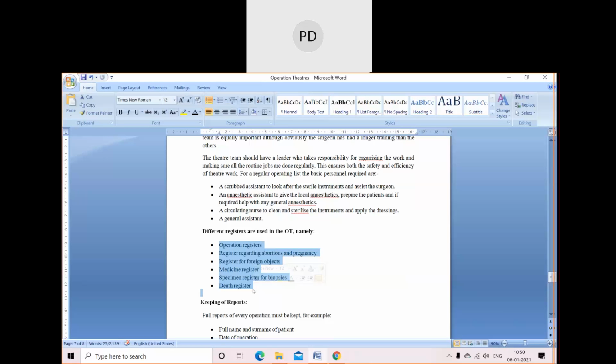And the register regarding abortion and pregnancy, as we will see in the MTP Act. In that, it is very much needed that all the necessary information on abortion and pregnancy is recorded properly. Also, in the PNDT Act we saw that any deficiency regarding documents will be a problem, right? So in these particular cases, all the documents have to be maintained properly and details have to be there.